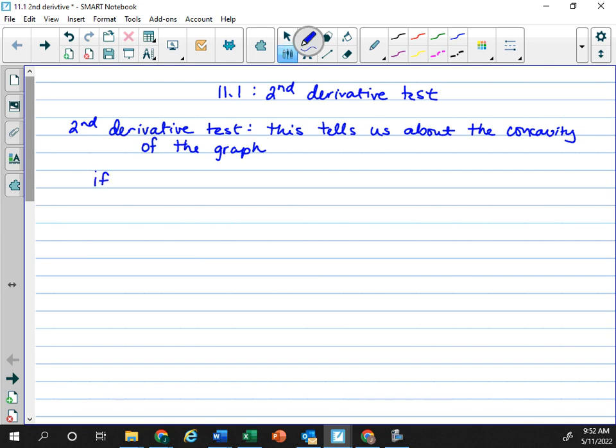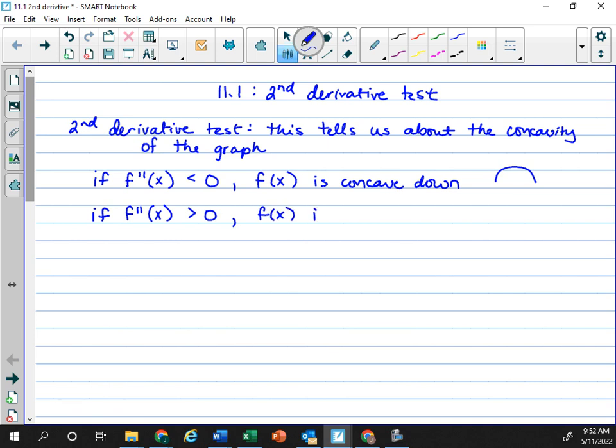So if f double prime of x is less than 0, so the second derivative is negative, we know f of x, the original function, is concave down. Concave down looks like that. If the second derivative is greater than 0, you can probably guess f of x is concave up.